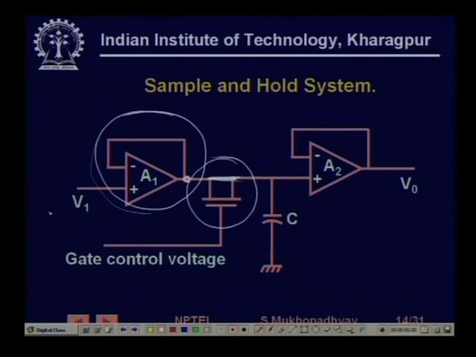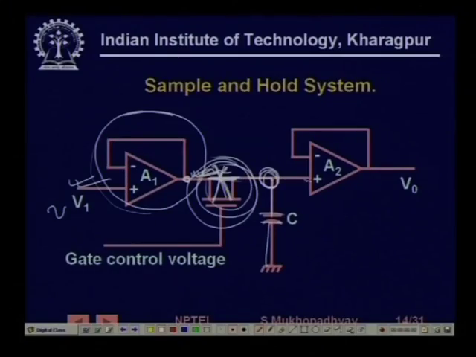So, whatever voltage you apply here will appear here, and it will charge up this capacitance very quickly. This switch resistance is small, so it will charge up fast, and as long as this switch is on, this capacitor voltage will follow this voltage. So, that is the sampling phase, tracking this voltage and changing along with it.